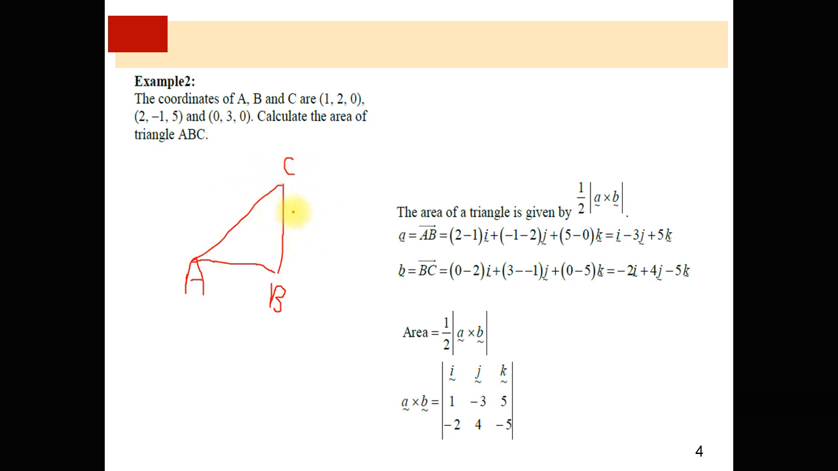So first of all, find any 2 adjacent vectors. Suppose AB represents vector a. First of all, find vector a, which is defined by the 2 points A, B. AB means B minus A. So subtract the components of point A from point B. This is actually point A, and this is point B. 2 minus 1 i plus minus 1 minus 2 j plus 5 minus 0 k. So vector a is equal to i minus 3j plus 5k.